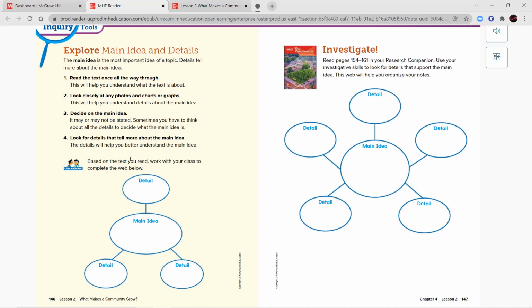Next, we're going to look at pages 154 to 161 in our textbook. And we're going to use our skills to look for a main idea and find 5 related key details. Now, you may come up with a different main idea than the one that I talked you through, and that's totally fine. Just pick one and find 5 details that are related to it.